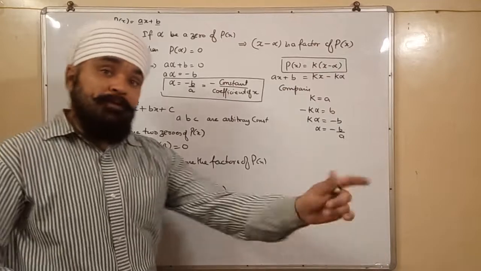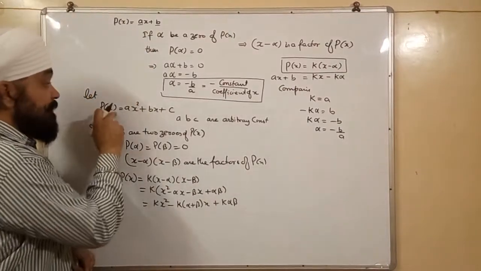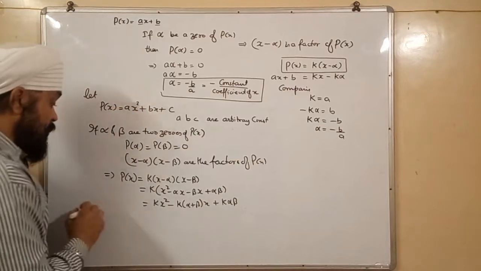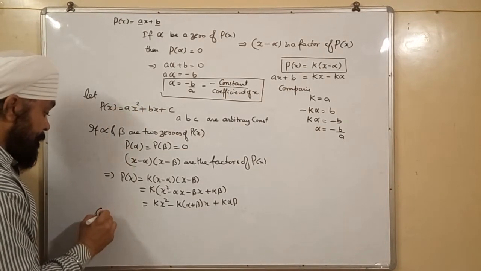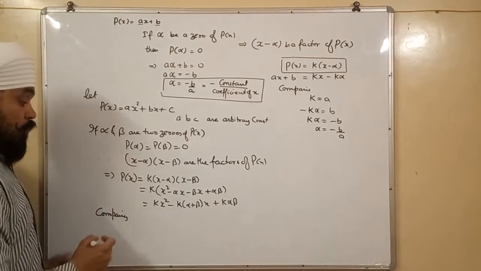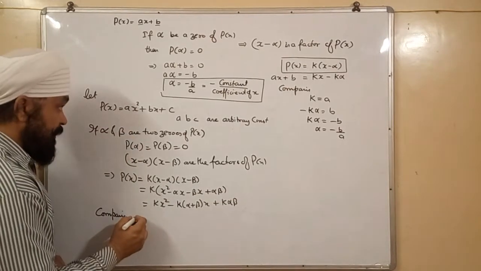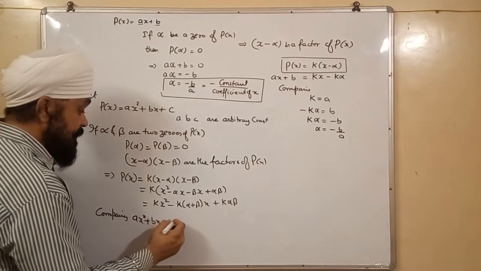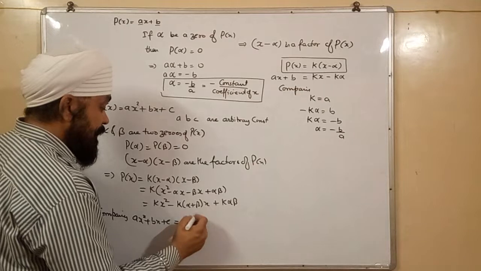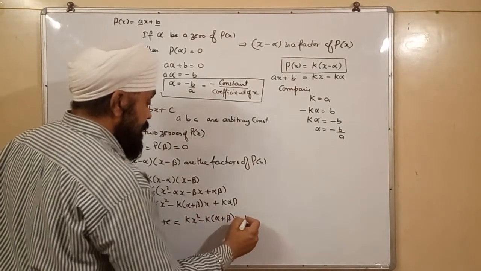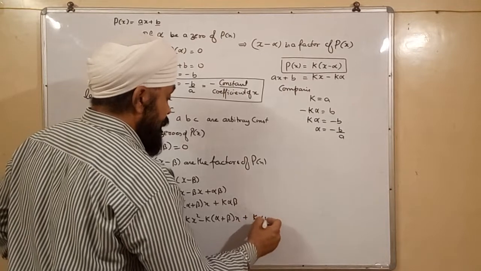And we know that both the polynomials are same. We have said that for this particular polynomial, these two are the zeros and the polynomial is already given. So on comparing, what can we compare? This polynomial is already given to you as ax square plus bx plus c, which must be equal to kx square minus k(alpha plus beta)x plus k alpha beta.